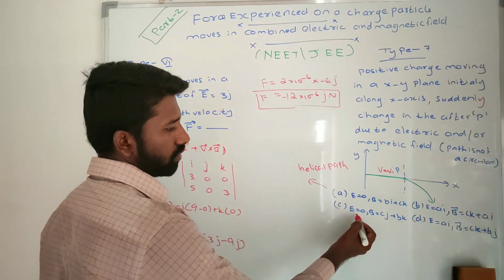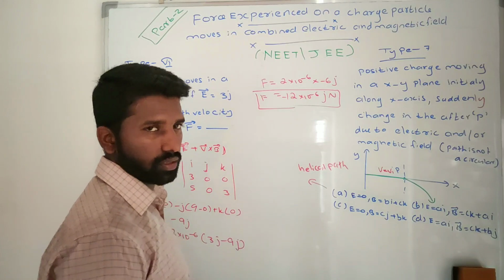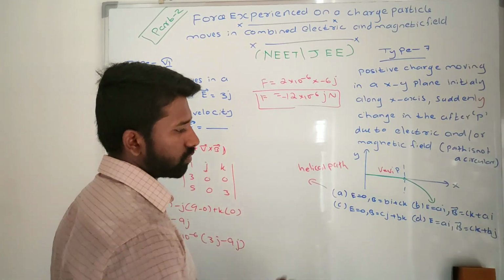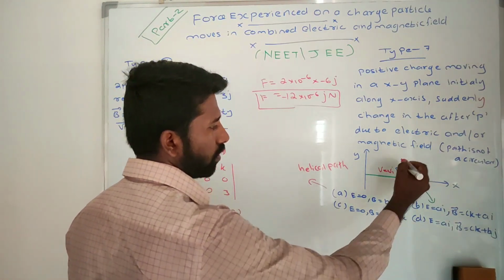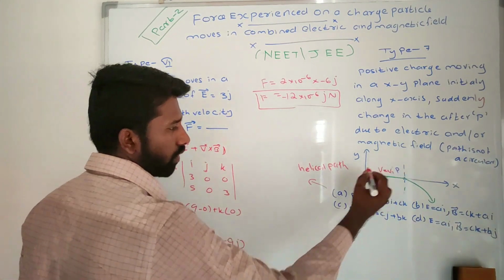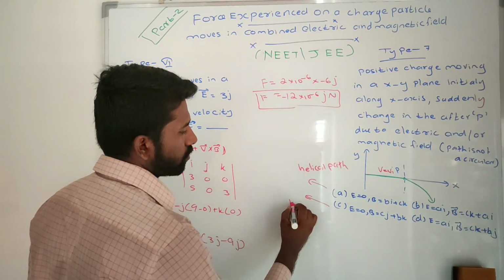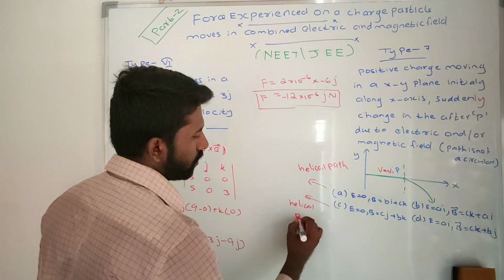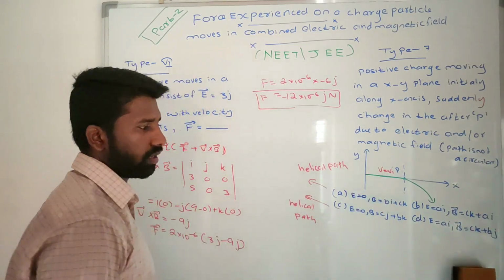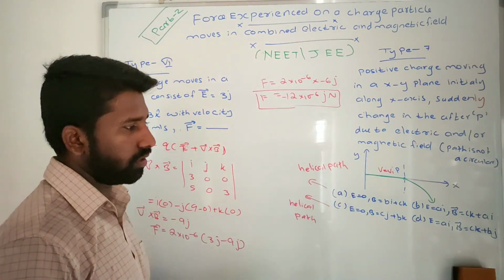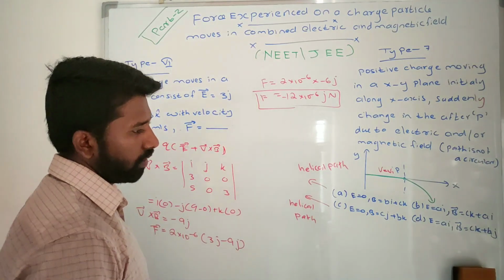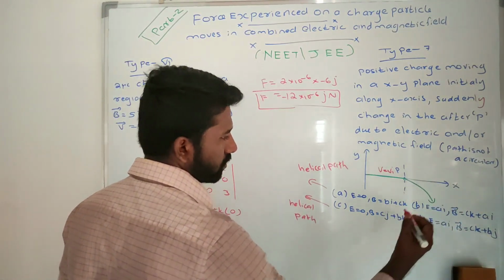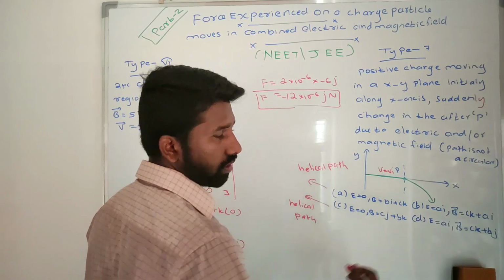So here also you see option C. Here also E is 0, so only the magnetic field is there. The magnetic field is also making an angle with the velocity, so here also it should move in a helical path. But the path is not helical, so A and C are not possible. Next, you will see what about D. In D, E is there and B is there.